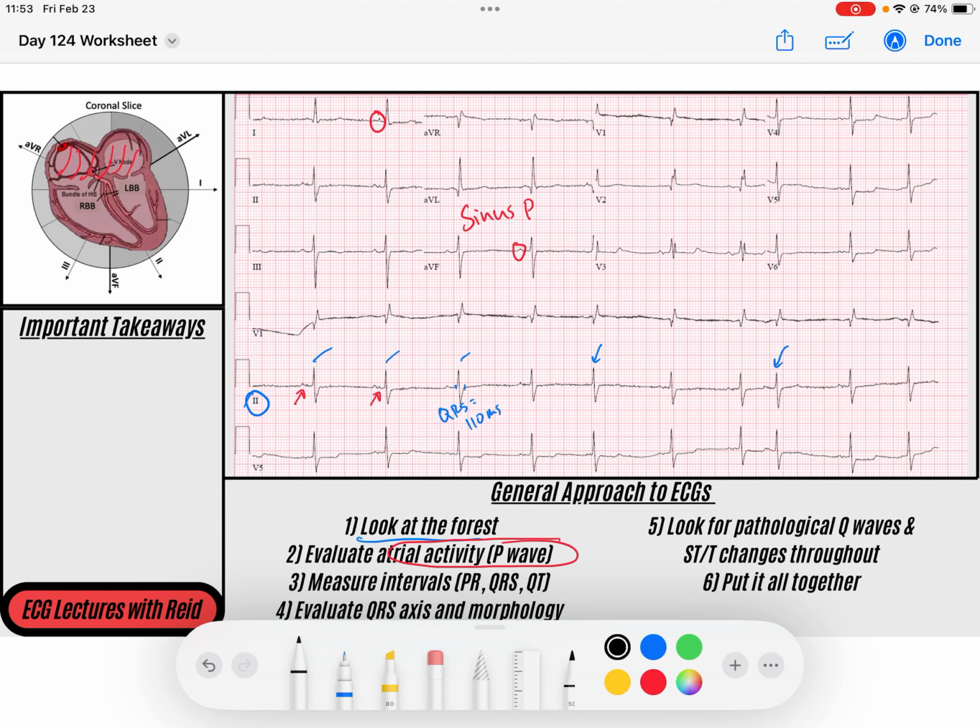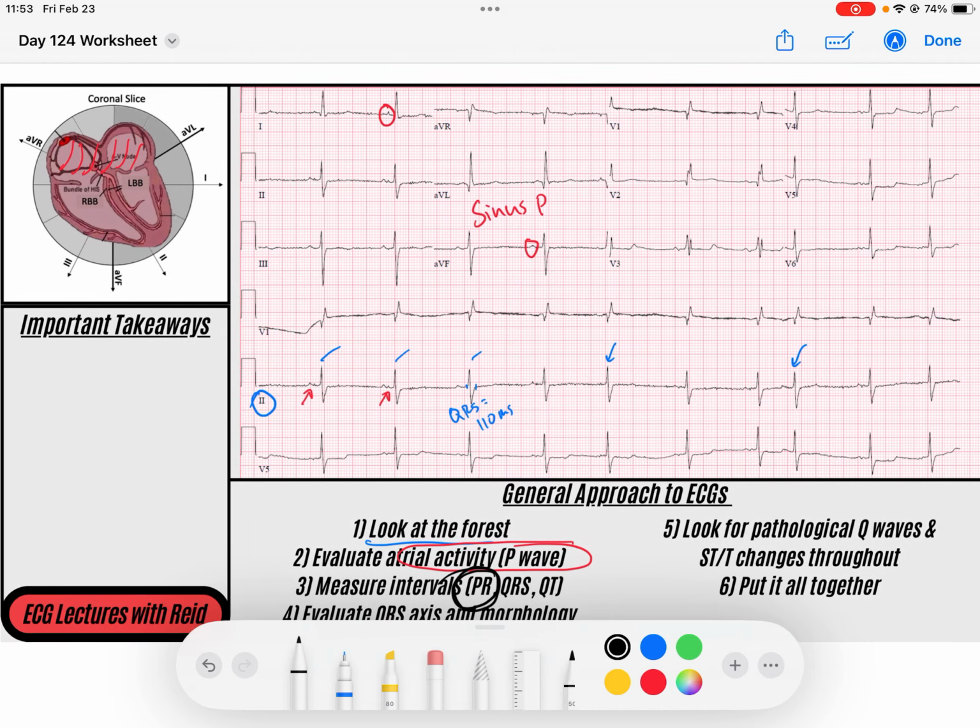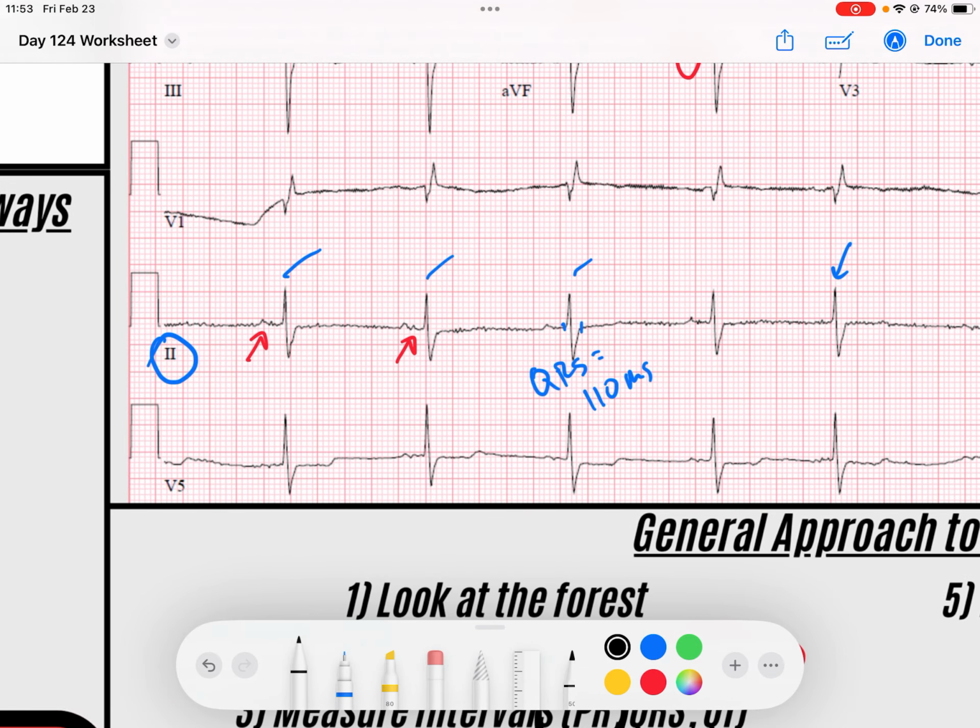The next thing is our AV node. We look at our AV node via the PR interval, right? That's what gives us our insight into what's going on. If you look at the beginning of the P wave to the beginning of the QRS, my PR interval is about 4 small boxes. So PR here is 160 milliseconds, which is normal.